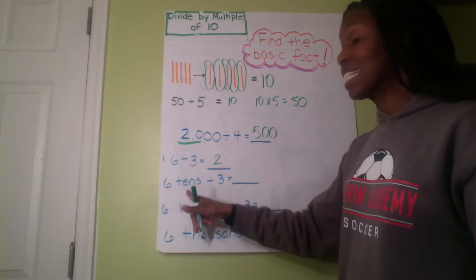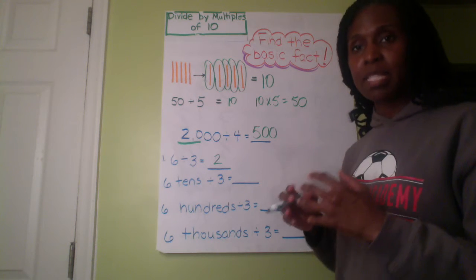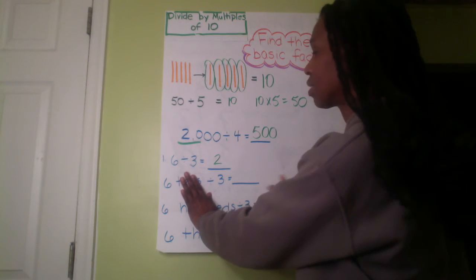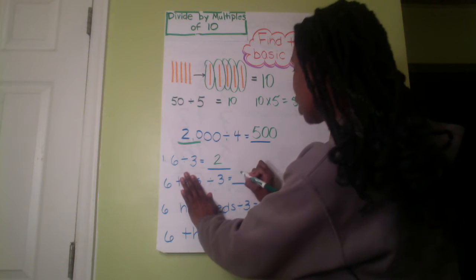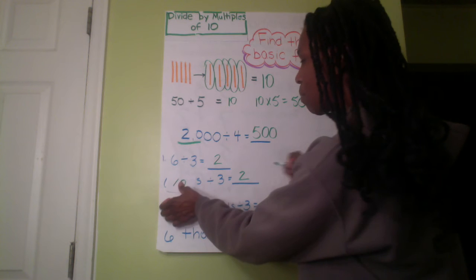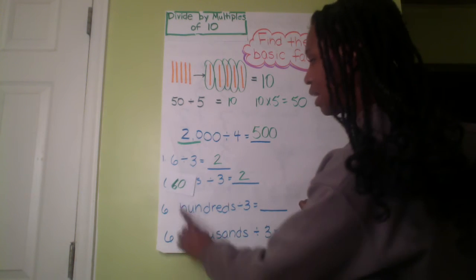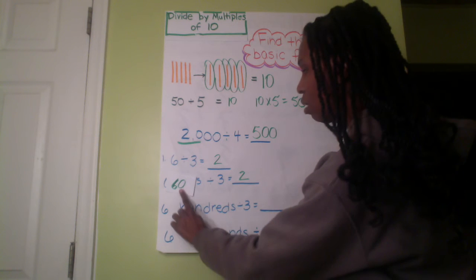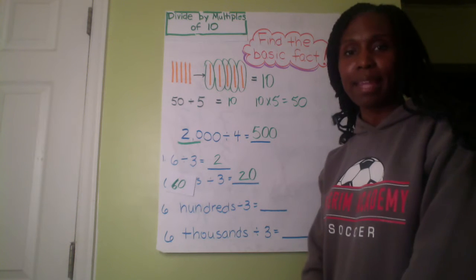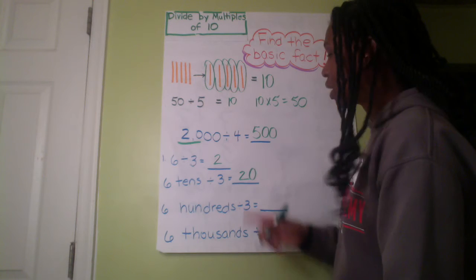All right, so what if we start adding multiples of 10? 6 tens divided by 3 is what? First let's look for that basic fact. I'm just going to cover up the tens right here. Let's just pretend like it's just 6. Again, 6 divided by 3 is what? It's 2. But the original problem, the whole problem, is really 60 divided by 3. Well, you see that 0 right here? I'm going to add it just like that. So 60, or 6 tens divided by 3 is 20.